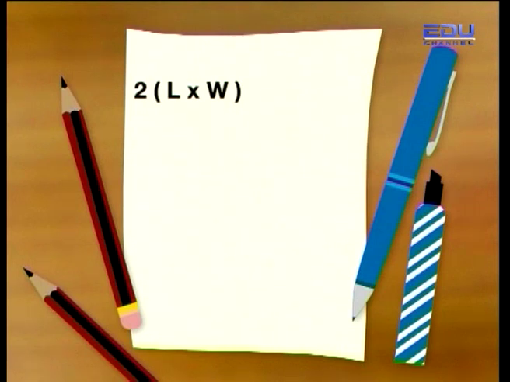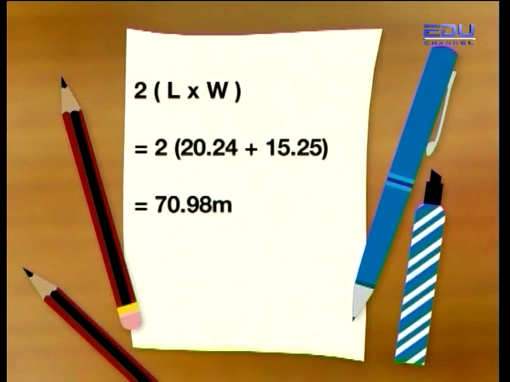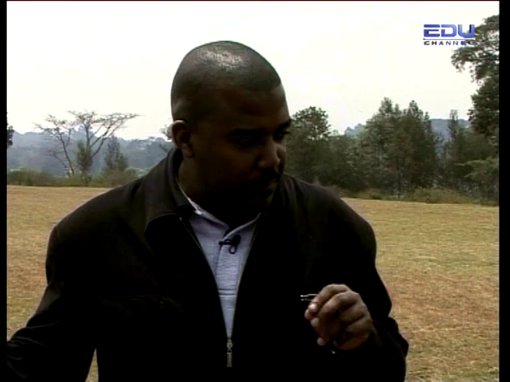Let me substitute into the formula. Now I'll work that out on the calculator. So it is 70.98 meters. That's good work, guys. Now take the tape measure and find the distance around the field and compare the outcome.